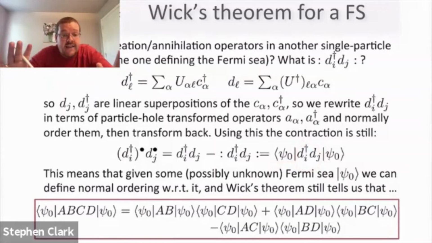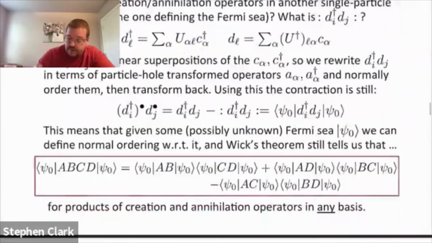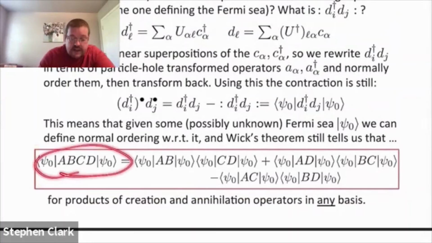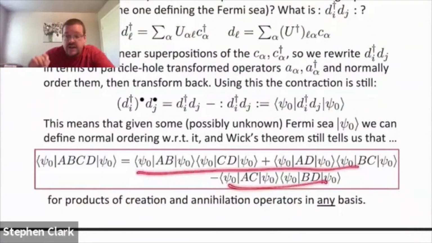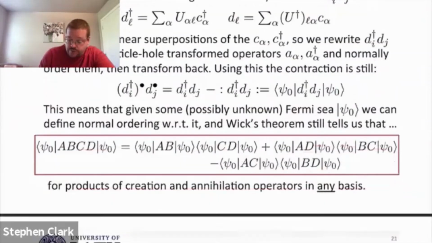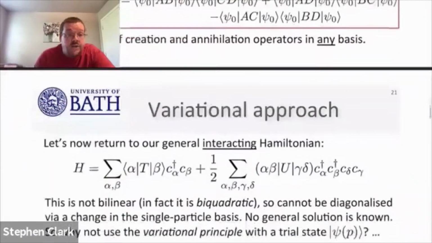It's true for any basis. And what that tells you is that if you've got a Fermi sea, or some Slater determinant defining your system, it doesn't even have to be a ground state in principle, the expectation value of a product of four creation and annihilation operators in any basis can be expressed as this combination of three terms. That is a truly remarkable result that's really very useful. And I'm going to show you it's useful by using it to do a variational approach.